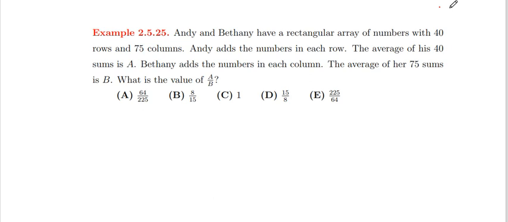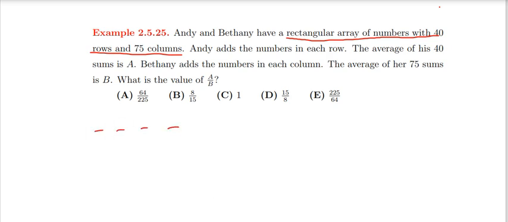So let's continue. Let's say this problem: they have a rectangular array of numbers, with 40 rows and 75 columns. They have those numbers here. First row, second row, so there are 40 rows. This is the first one, second one, and 40. And the columns: first column, second column.